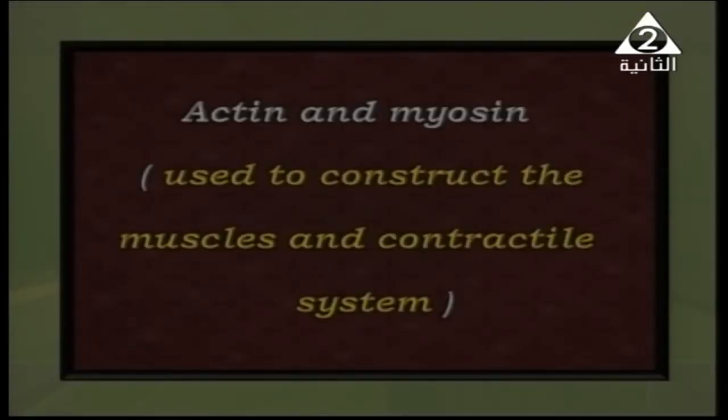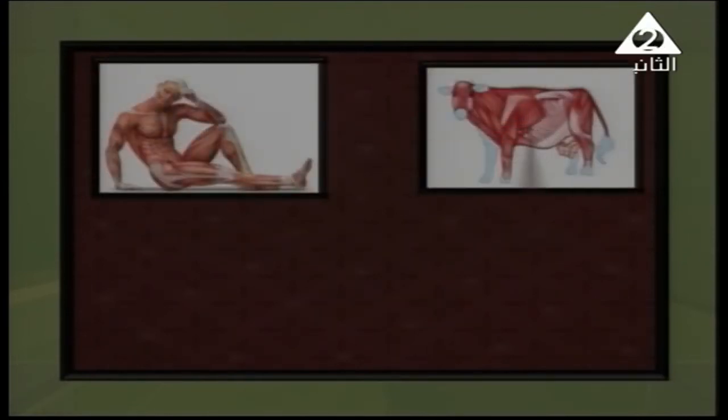Number one, actin and myosin, used to construct the muscles and contractile system. This figure represents the muscular system that's inside our bodies, and it has actin and myosin protein.